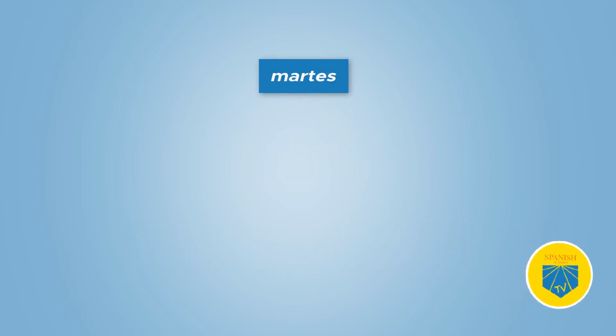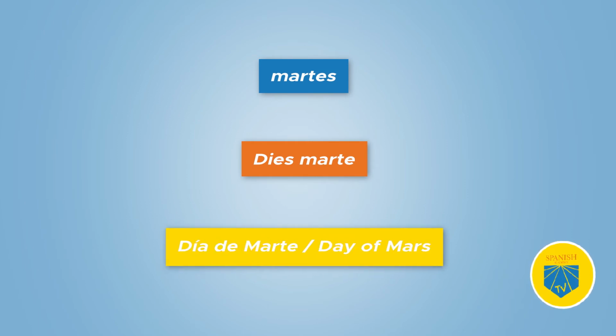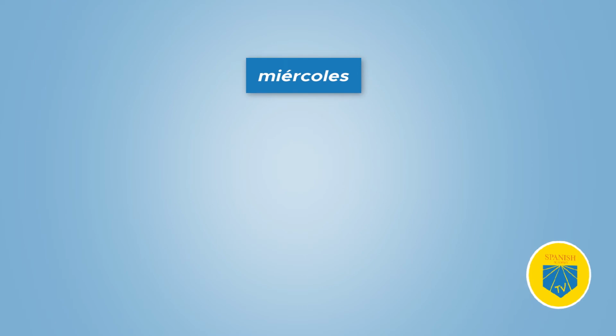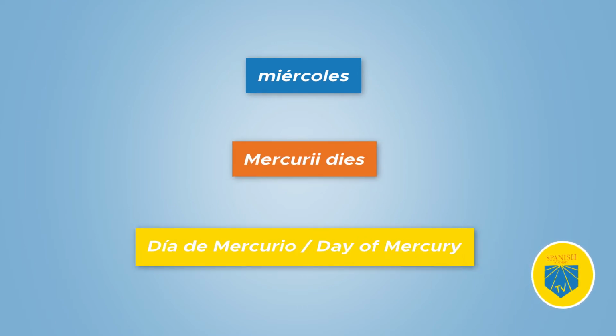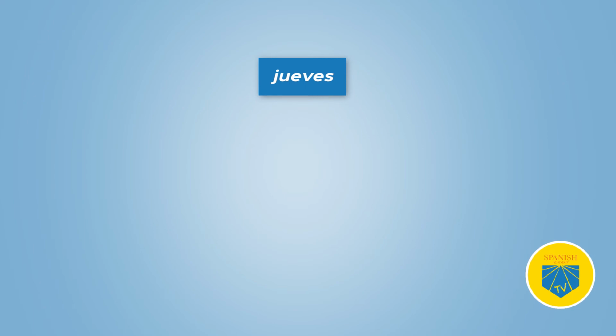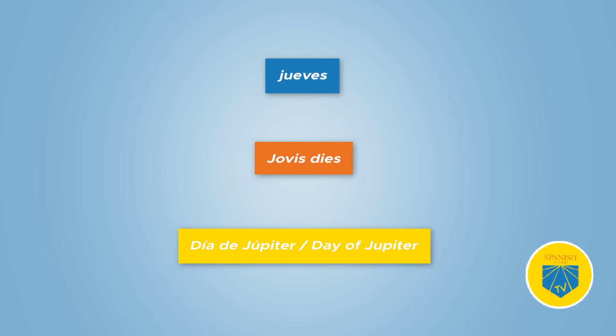Martes comes from the Latin dies Marte, meaning Día de Marte. In English, this means day of Mars. Miércoles comes from the Latin Mercurii die, meaning Día de Mercurio. In English, this means day of Mercury. Jueves comes from the Latin Jovis die, meaning Día de Júpiter. In English, this means day of Jupiter.